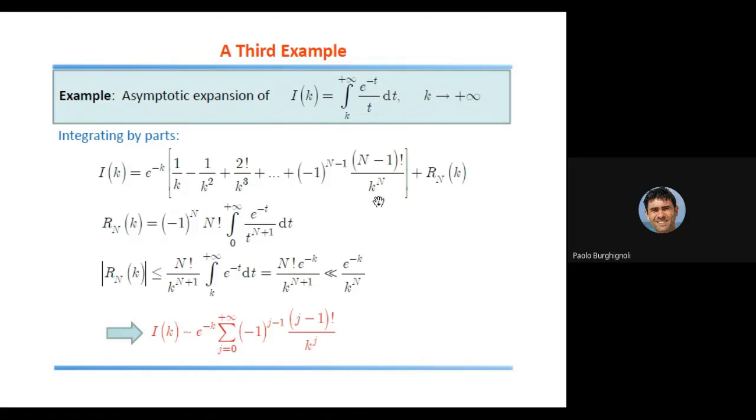Another example, still another example. In this case, the large parameter k is not inside the integrand, but it's the lower integration limit k.